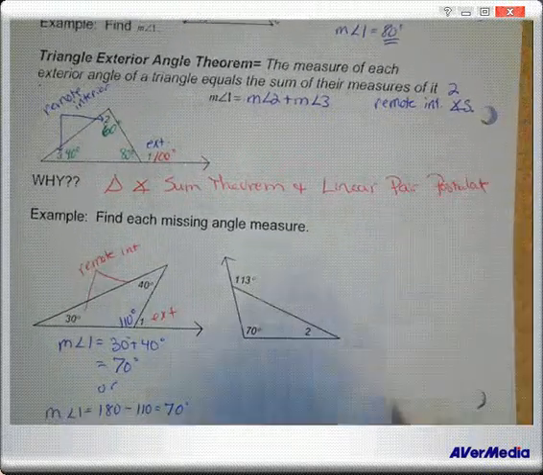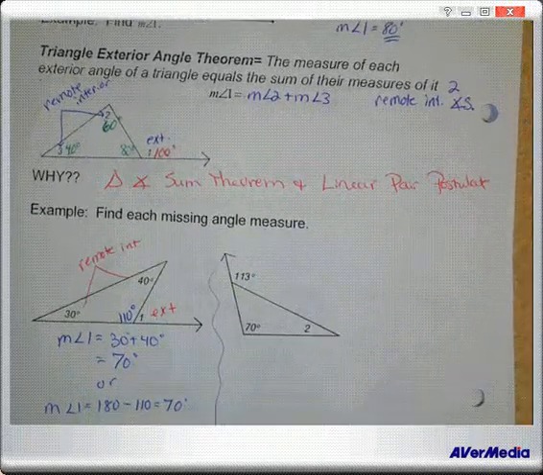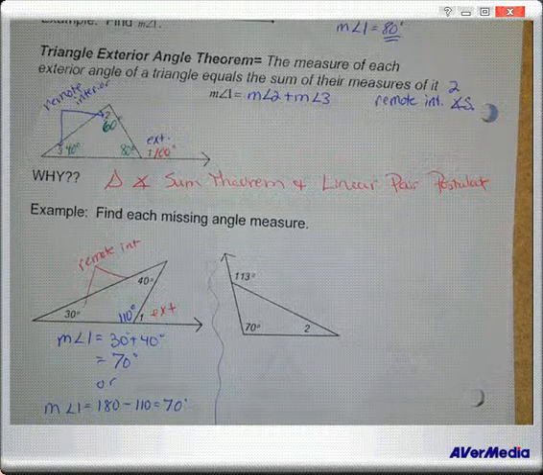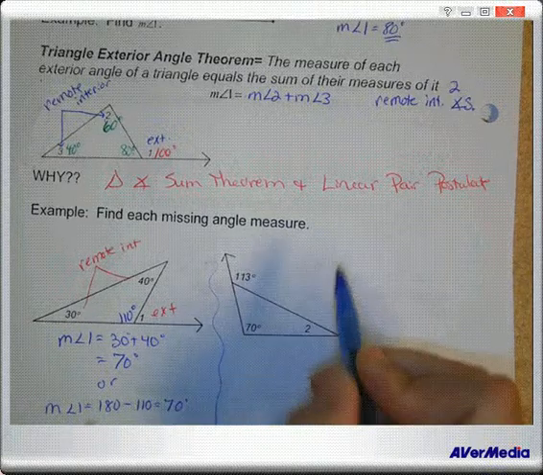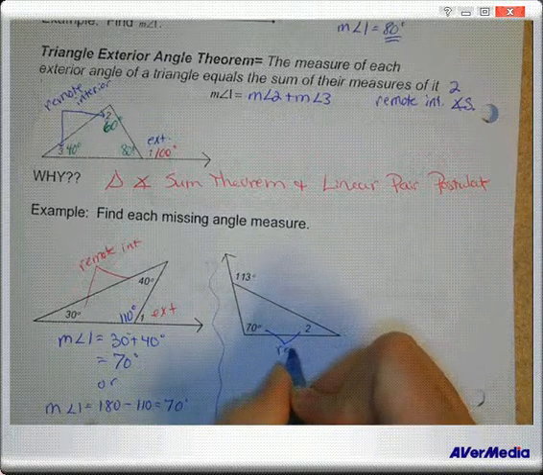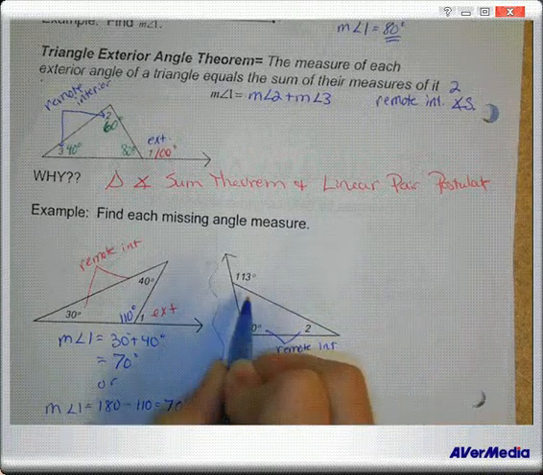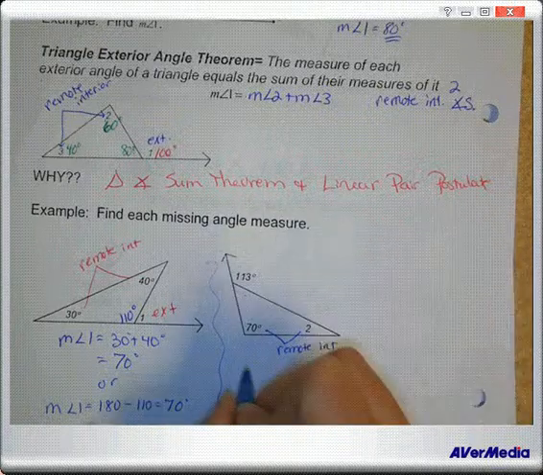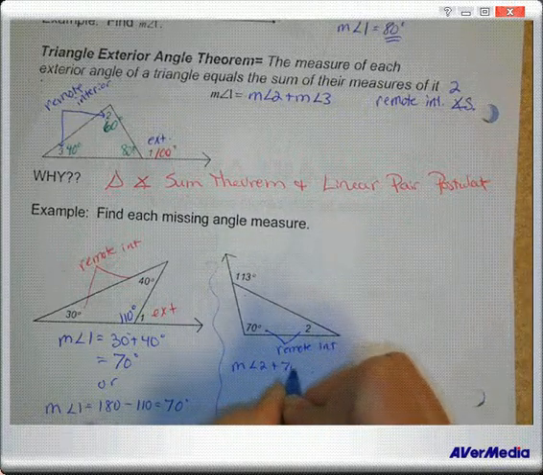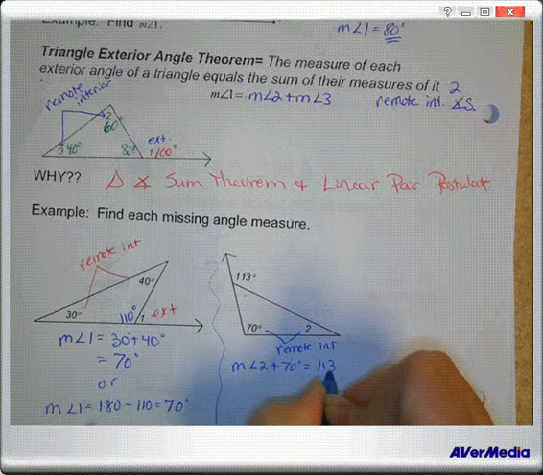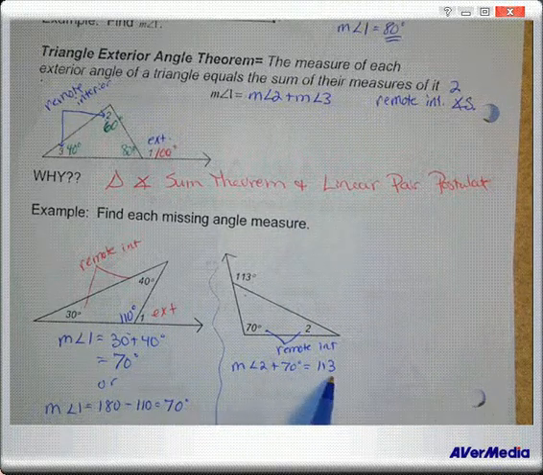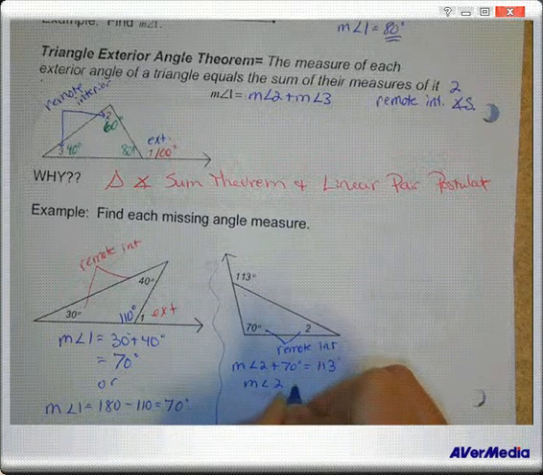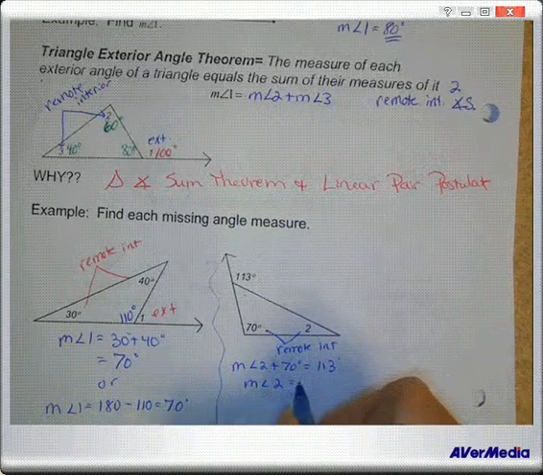Now here's another idea that saves time. But again, there's more than one way. But I like the exterior angle theorem because I know it, I can apply it quickly. I still know that these two are my remote interiors. Remember, this is my other interior and it's right next to it, so it doesn't work. But these two I know add up to my exterior. So all I have to do is measure angle 2 plus 70 equals 113 degrees. So I subtract 70. So the measure of angle 2 is going to equal 43 degrees.